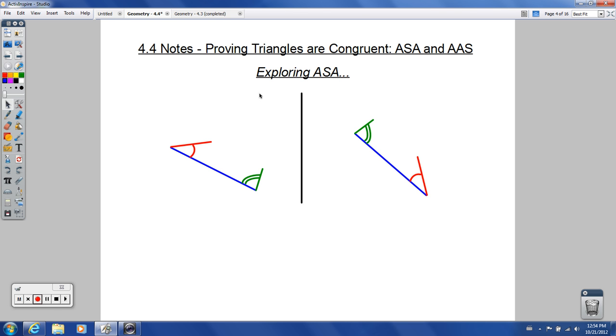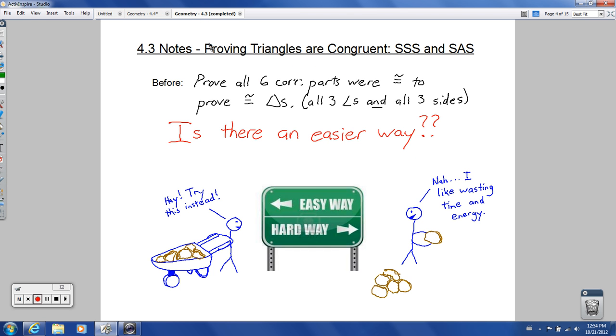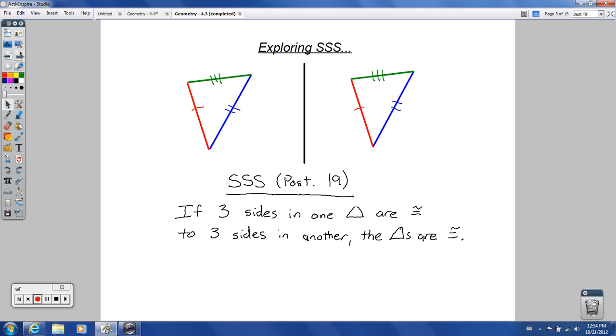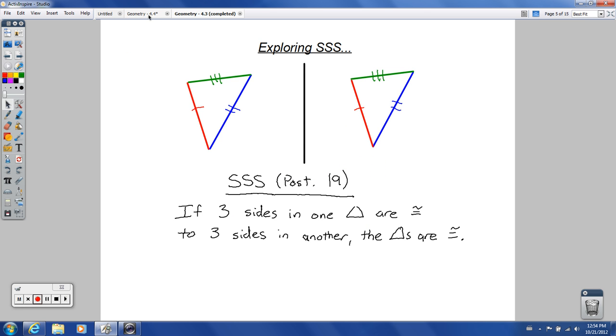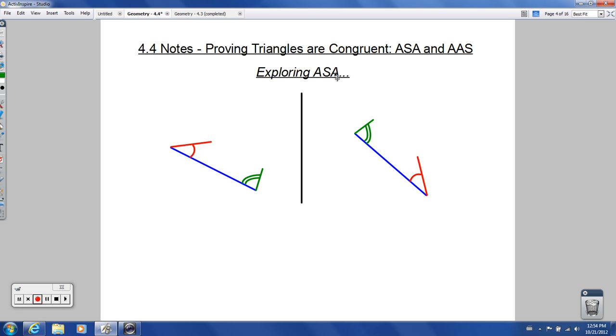So let's get started with exploring Angle-Side-Angle. I have 4.3 up here from before. We already did this one, but in the same way that we explored side-side-side to see if that was a way to prove triangles were congruent, and in a similar way, whether side-angle-side was a way to prove triangles are congruent, we're going to see now if angle-side-angle is also a valid way to do that.